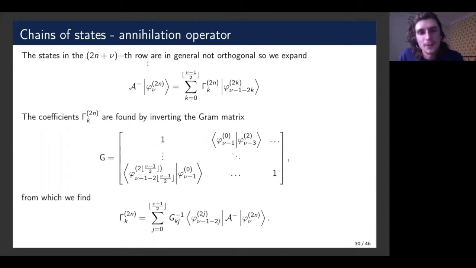And a bit of linear algebra, because we cannot go down the chain with just using A minus, we get a combination of the chains below. And if we want to insist on using this basis, we can find its expansion in terms of the non-orthogonal basis below by inverting the Gram matrix. It's simple enough to compute, although I suppose the answer isn't especially nice, but it can in principle be done, and we can define then the action. We can expand the action of A minus in terms of the states in the row below it. And then we can find these coefficients, gamma K2, by inverting this matrix and then computing this summation here.